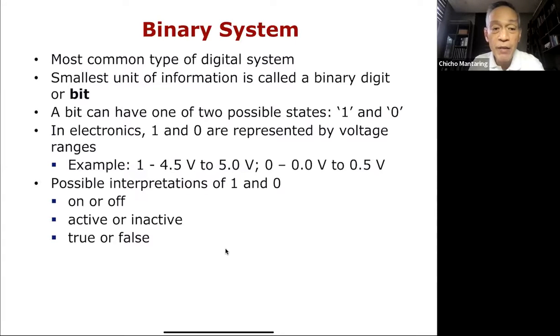And 1 and 0 can have many possible interpretations. You can interpret 1 and 0 to be on or off. You can interpret it to be active or inactive. Or you can interpret it to be true or false. There are many more, like asserted, not asserted, and so on. Many possible interpretations of 1 and 0.